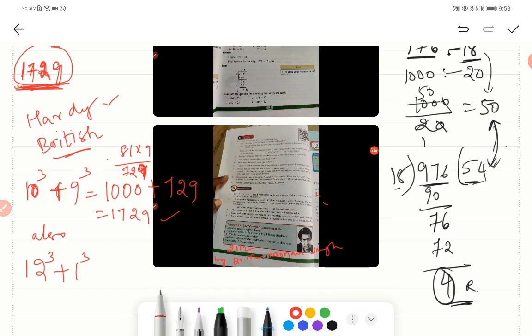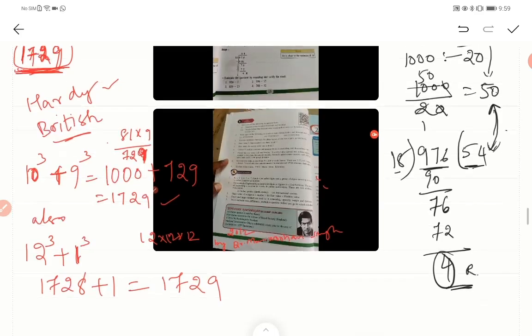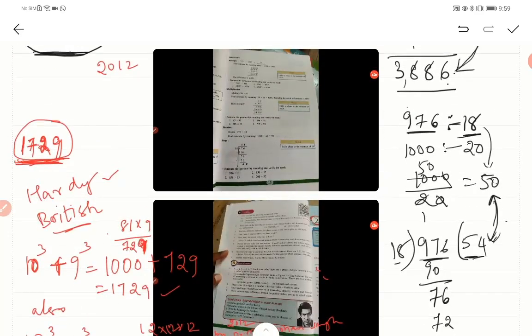Okay, and also one more, it's the sum of the cubes of two other numbers, 12 cube and 1 cube. 12 cube is 1728. If you just multiply 12 into 12 into 12, you'll get 1728, plus 1. 1 cube is 1 only, isn't it? So it is 1729. Okay, so this is the story behind Ramanujan's number. I just want to give you information about it. It's really wonderful, isn't it? How sharp he was, and he is the genius Indian mathematician.